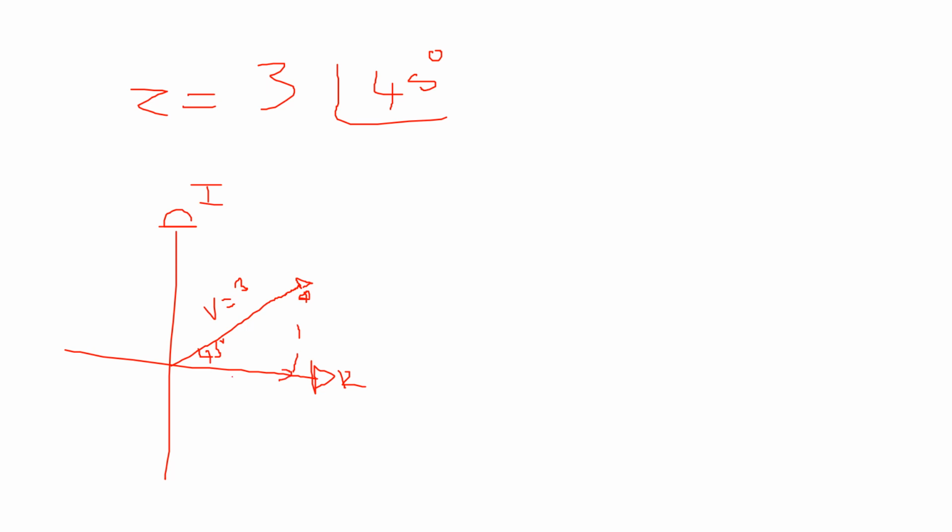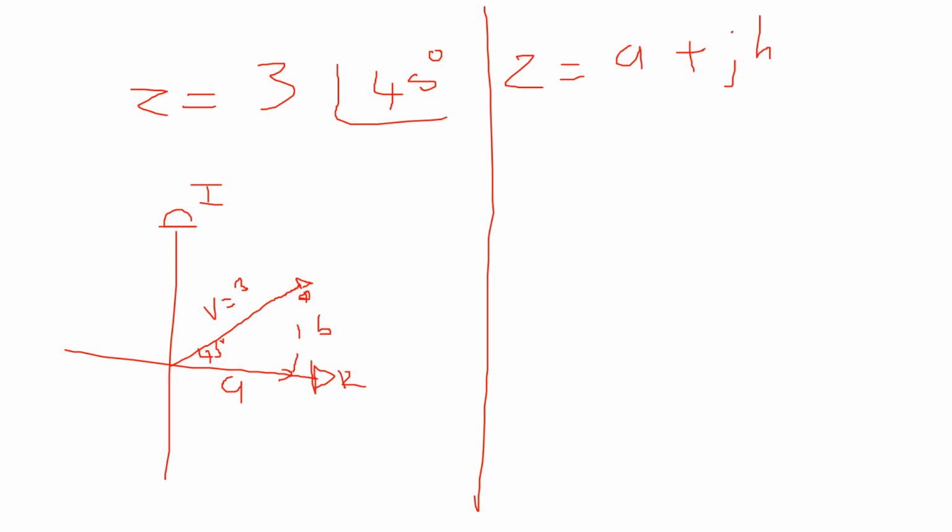Remember, the real part is A, the imaginary part is B. So we can find A, and we can also find B, and represent our complex number in rectangular form. Remember, in rectangular form, Z will be equal to A plus jB.